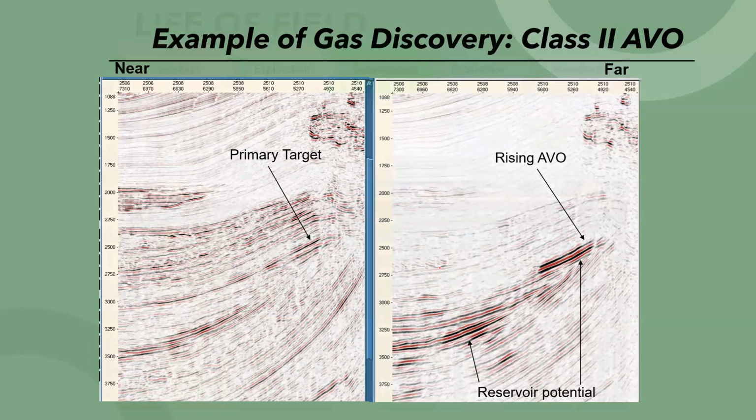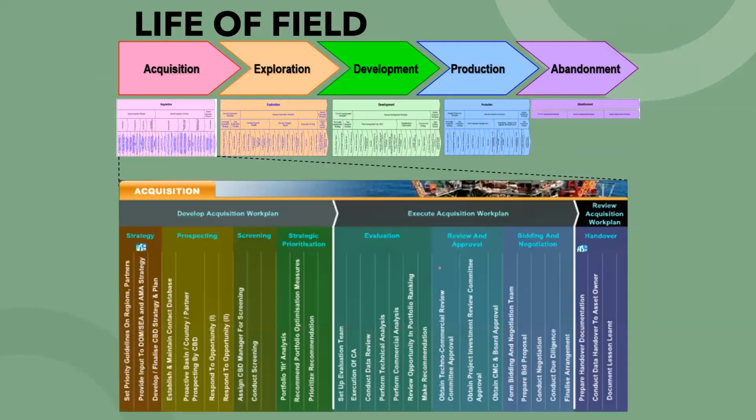Okay, so now we look at where prospect maturation comes in. You may think we are wandering from one method to another, but actually we have to look at where prospect maturation comes in our oil and gas industry. Normally that is called the life of field. So what is the life of field? It starts from acquisition, then goes to exploration, then development, then production, then abandonment. So this is the journey of the life of field.